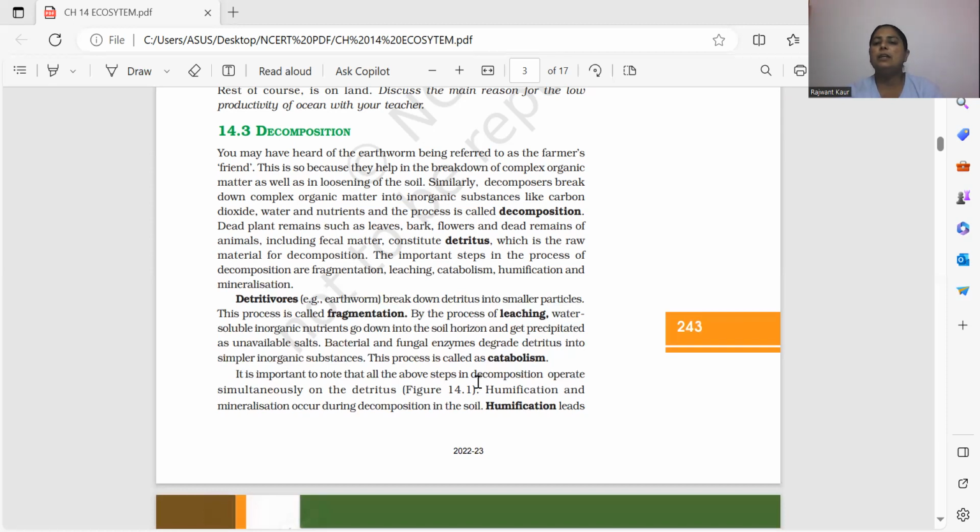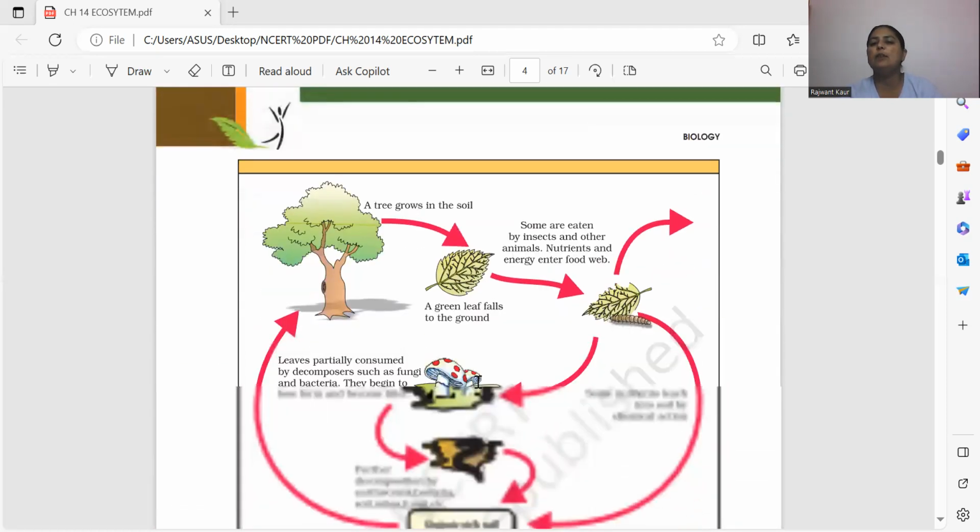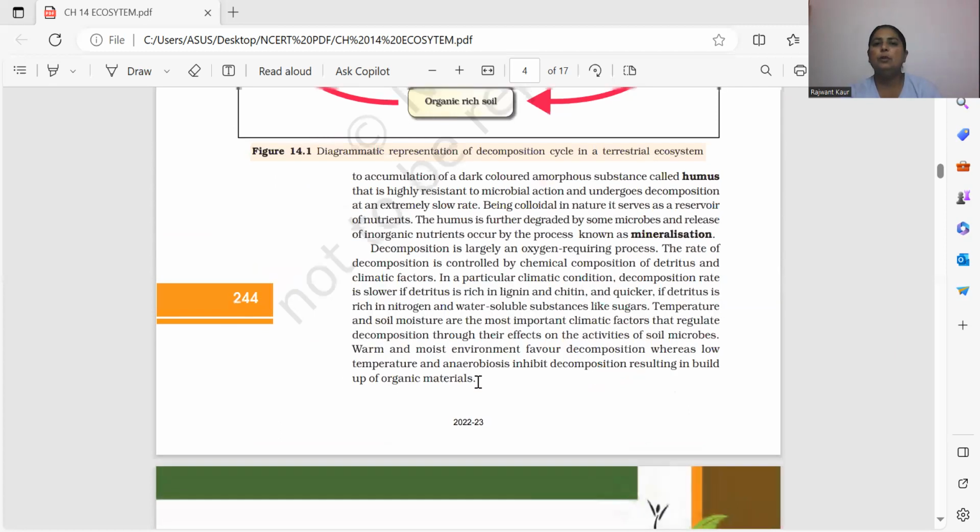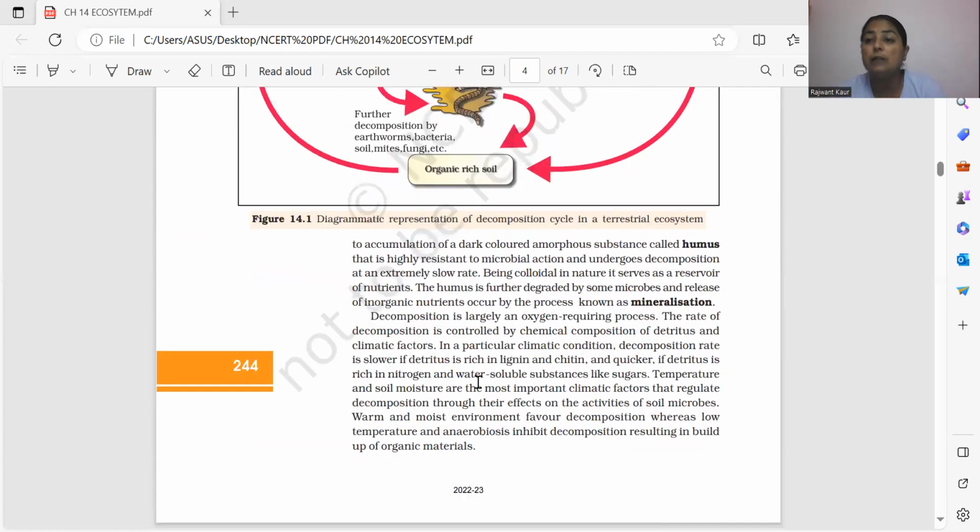As the name indicates, humidification means the formation of humus. So what is humus? Humus is a dark colored amorphous substance that is present in the soil, and one very important feature related to humus is that it is resistant to microbial action. Microorganisms cannot destroy or degrade it easily. So the process of decomposition is very slow in this humus matter.